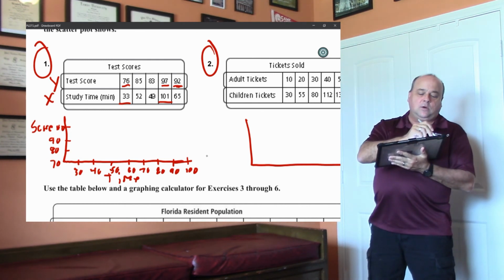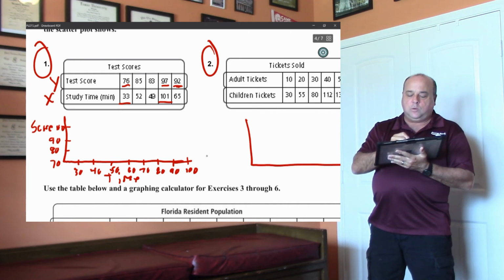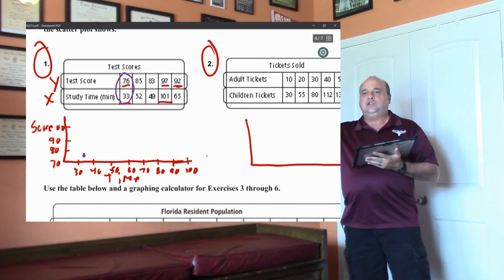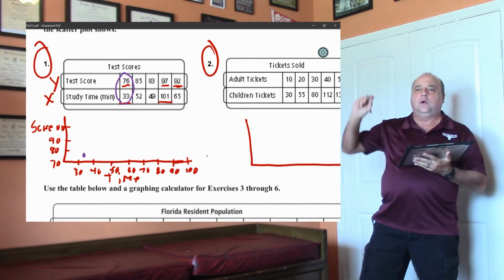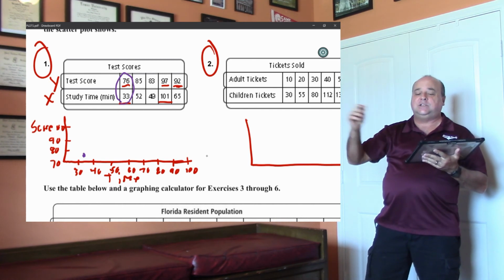For instance, I will graph the first one for you. The first one will be 33, 76. So 33, 76 would be about right here, wouldn't it? So you're just going to go through and do a rough graph of where those dots would be and then write down positive or negative.